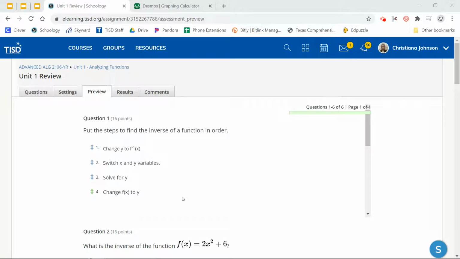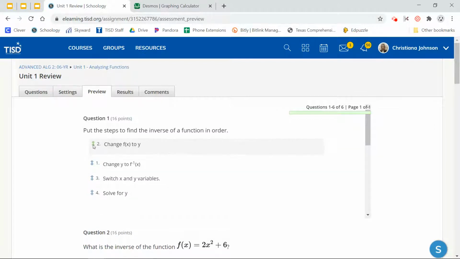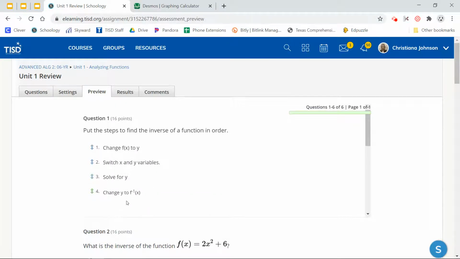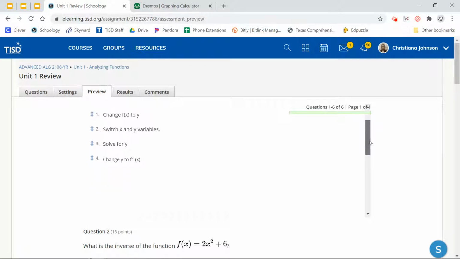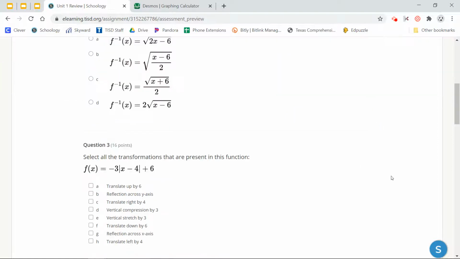Okay, this is the Unit 1 review, just an overview. So we're going to look at the six questions that I have put on here. The first one that pops up for me is put the steps of finding the inverse in order. So our first step is always to change the f of x to y. And then we are going to switch our x and y's. We're going to solve for y and then change y back to f of negative 1 of x. You do need to memorize those steps.